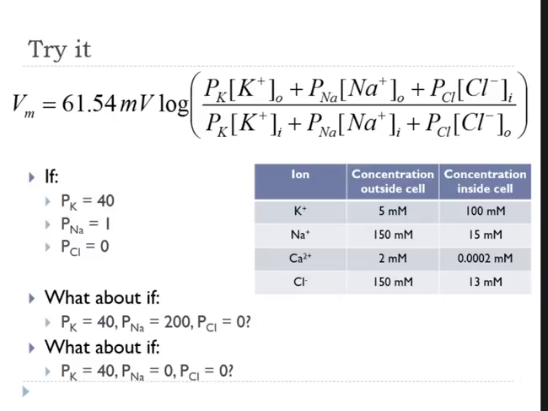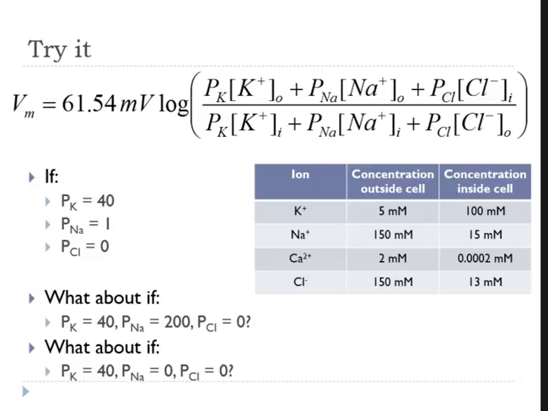Permeability of chloride we'll keep at 0 for now. So what should happen then? Without plugging the numbers in, let's just look at it, right? So if we set this to 0, so the permeability of sodium is 0 now, permeability of chloride is 0 now, that basically means the sodium part doesn't matter. We could cross it out because anything times 0 is 0.